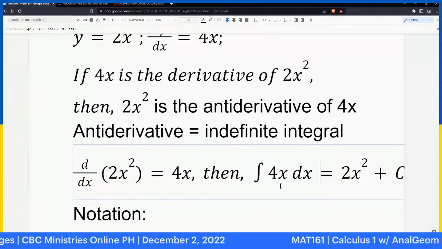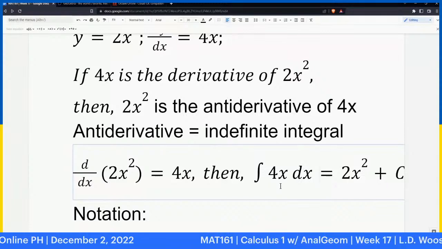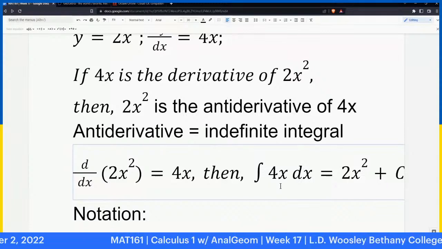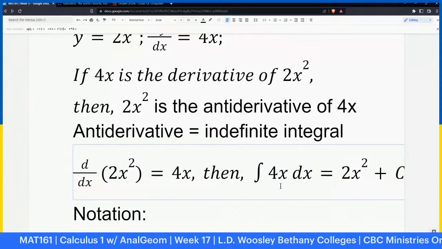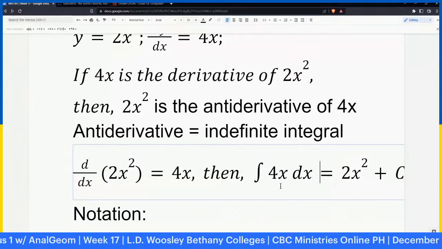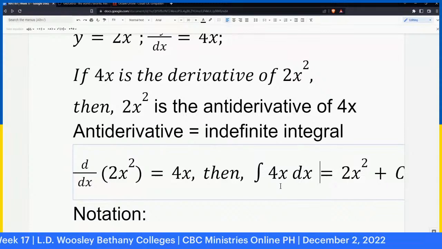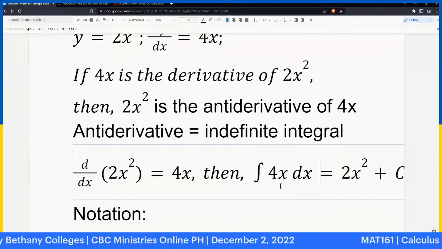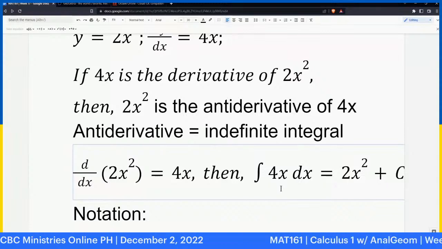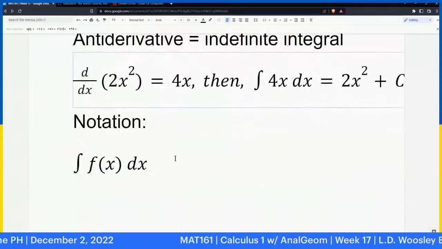So that's why the antiderivative is called an indefinite integral. It doesn't have any limits yet. But of course, if we put a limit, then we will solve for the definite integral. So I hope this is clear, the relationship of the two. Guys, okay, let's proceed now with some of the rules.